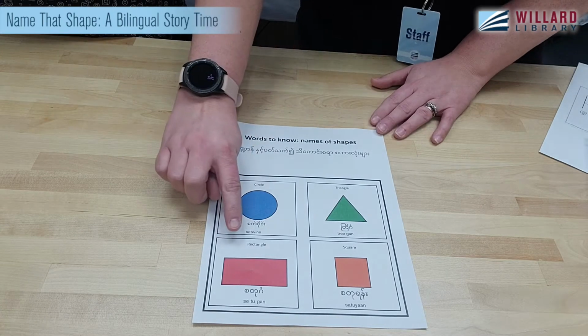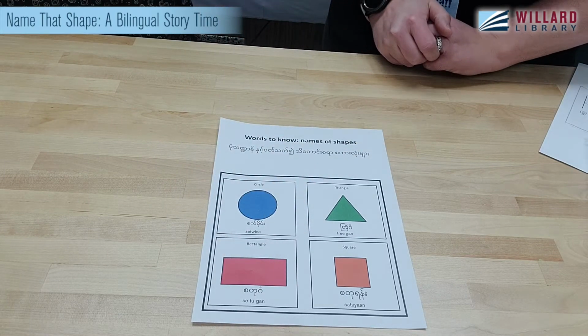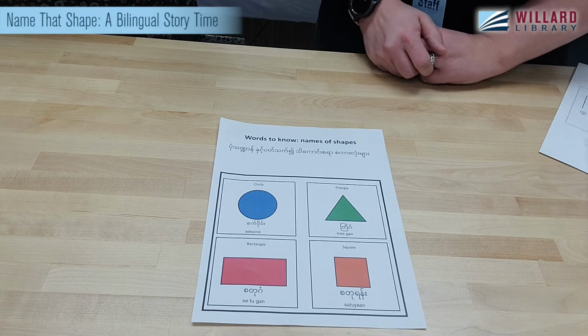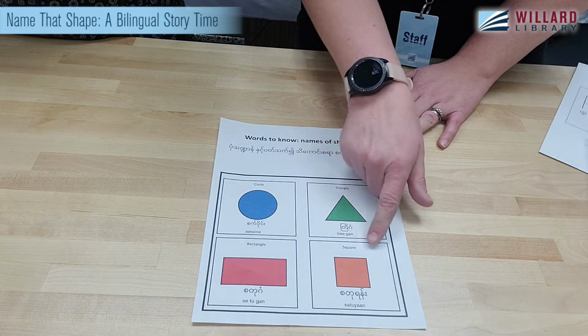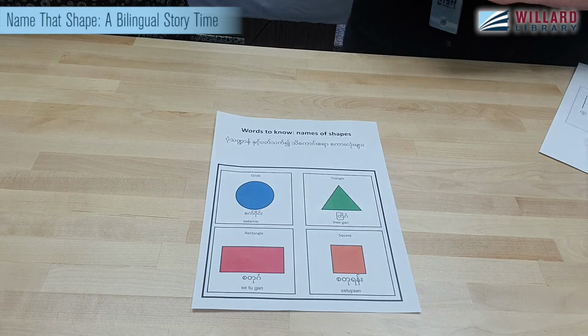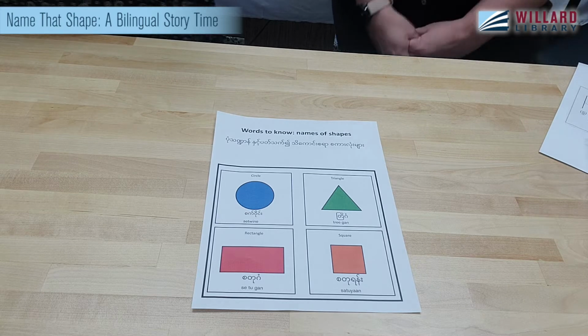Oh, then in English, this is a rectangle. How do we say that in Burmese? Stugan. Stugan. All right. And then our last shape we're going to practice in English, we call this a square. How do we say that? Stuyan. Stuyan. All right. Thank you, Miss Moy. Thank you.